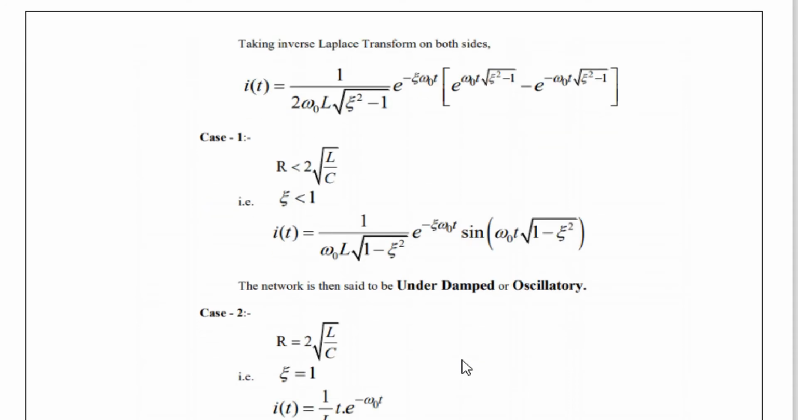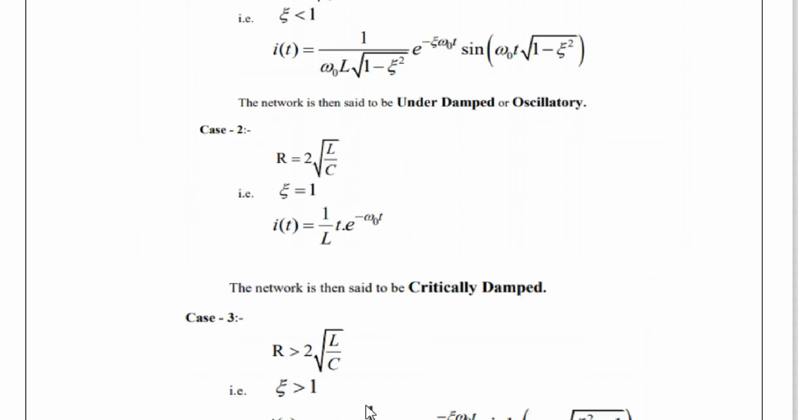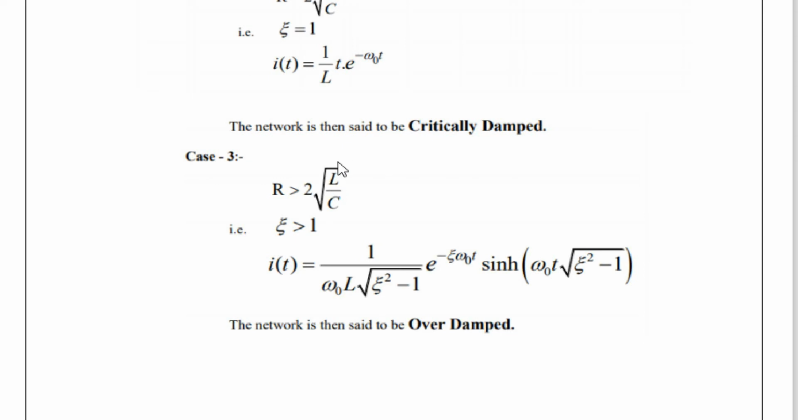Here we are going to consider 3 cases: underdamping, critical damping, and overdamping. The condition for underdamping is R less than 2√(L/C). The second case is R equal to 2√(L/C), where I(t) becomes this equation and the network is said to be critically damped. For R greater than 2√(L/C), this is your equation for I(t), and the network is in the overdamped condition.